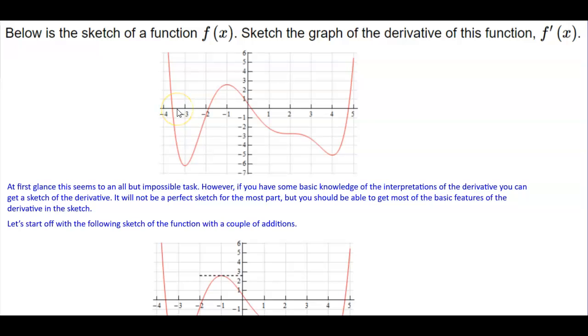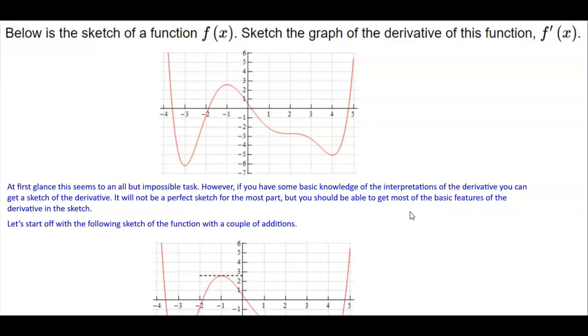These are the things that we need to make sure that we focus on whenever we sketch the graph of the derivative of a function. Now, at first glance, this seems to be an all but impossible task. However, if you have some basic knowledge of the interpretations of the derivative, you can get a sketch of the derivative. It will not be a perfect sketch for the most part, but you should be able to get most of the basic features of the derivative in the sketch.